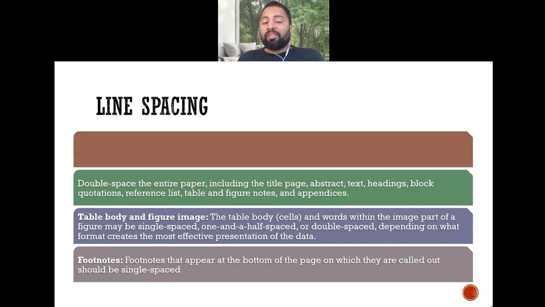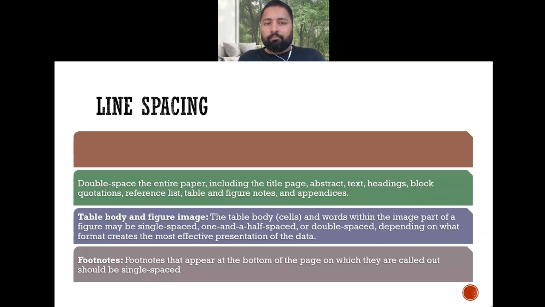Table body and figure image means within the table and figure image, single spaced, 1.5 spaced, or double spaced, depending on what the format creates. For this also there is no hard and fast rule. A single space can be used, 1.5 space can be used, or double space can be used. Then footnotes that appear at the bottom of the page on which they are called should be single spaced. Okay, so footnotes should be single.